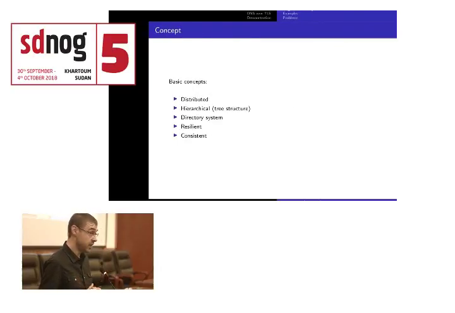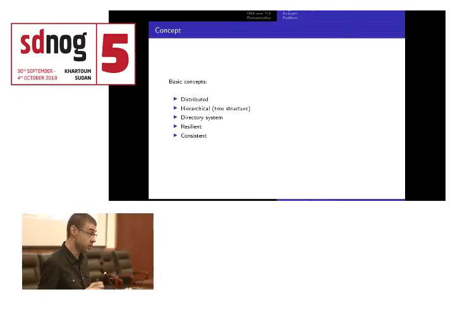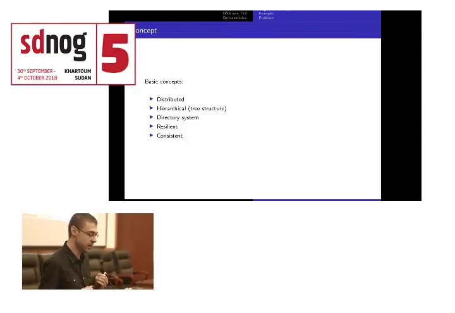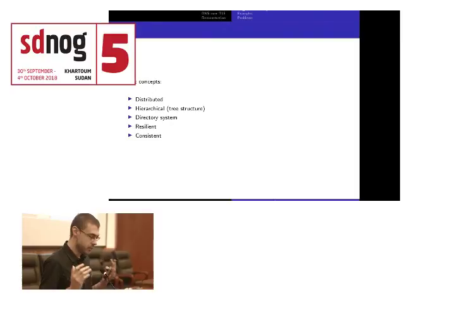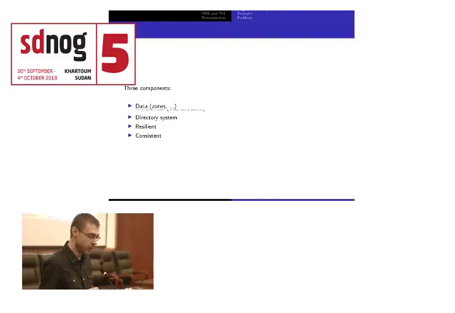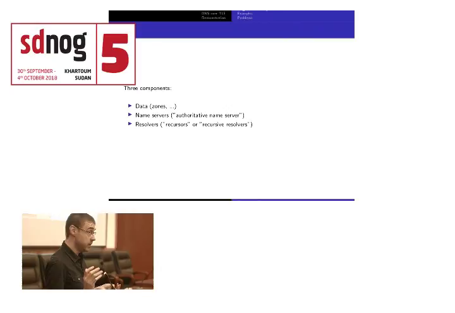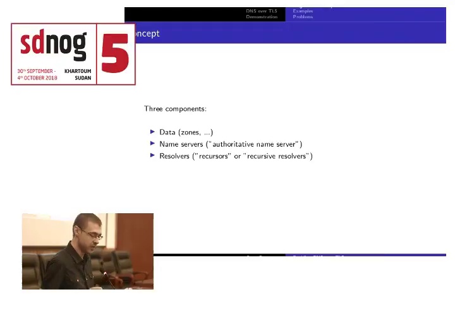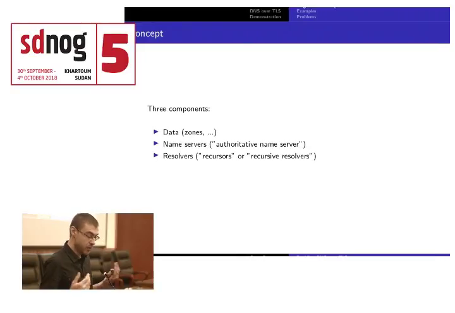The basic concept is a distributed system with a tree structure, a directory system, and the idea was that it would be resilient and consistent. Those were the main ideas at the time. There are three main components. Of course we have the data, which are the zone files and the resource records, etc. We have the name servers, the authoritative name servers, and the resolvers, or the recursors, or recursive resolvers, however you want to call them, which are the servers your laptop is likely talking to.